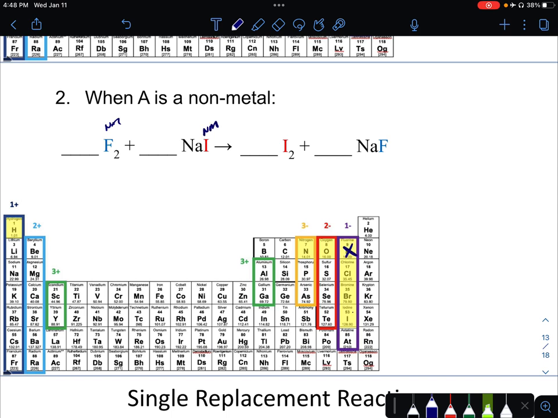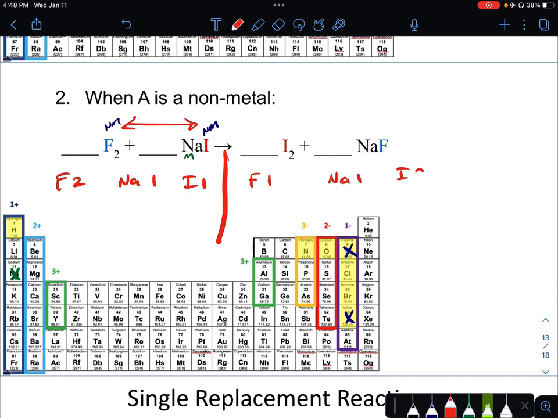Non-metal, boom. Na, that's a metal right there, right? So what we see here is they're going to switch. These two are going to trade, and we get that out there. So on the left, F has 2, Na has 1, I has 1. On the right, F has 1, Na has 1, and I has 2.